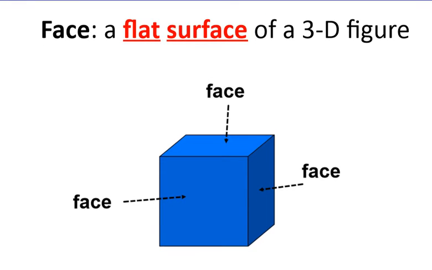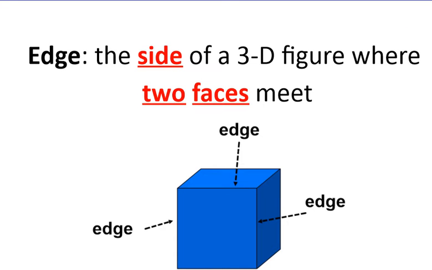Okay, so now we have the word face. A face is a flat surface that is on the solid. You could think of it as being one of the sides of the solid. So this is a face, this is a face, this is a face. And there are more faces to this cube here. We just can't see them right now. A cube has a total of 6 faces, which we're going to talk about in a little while. So again, a face is a flat surface.